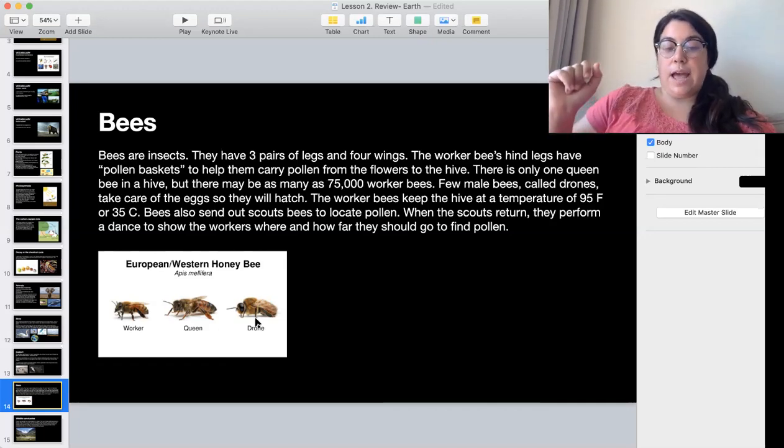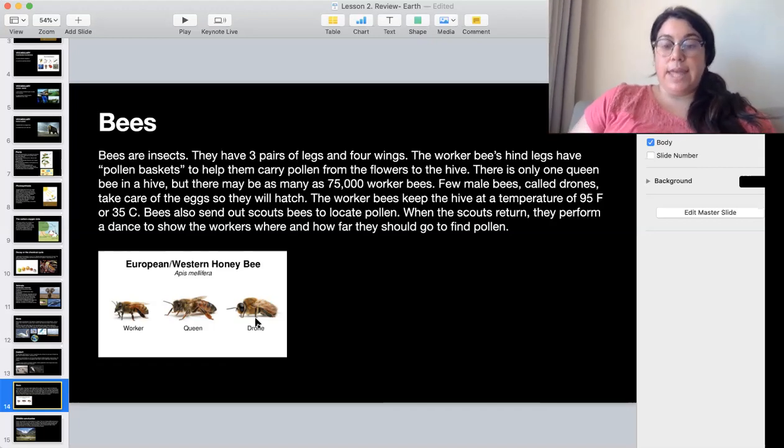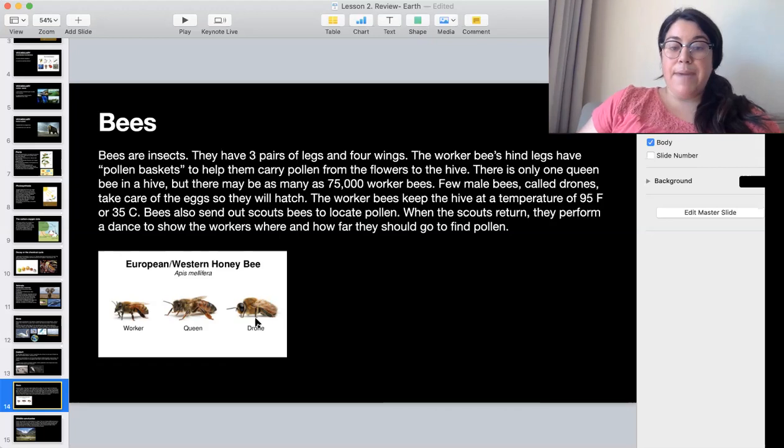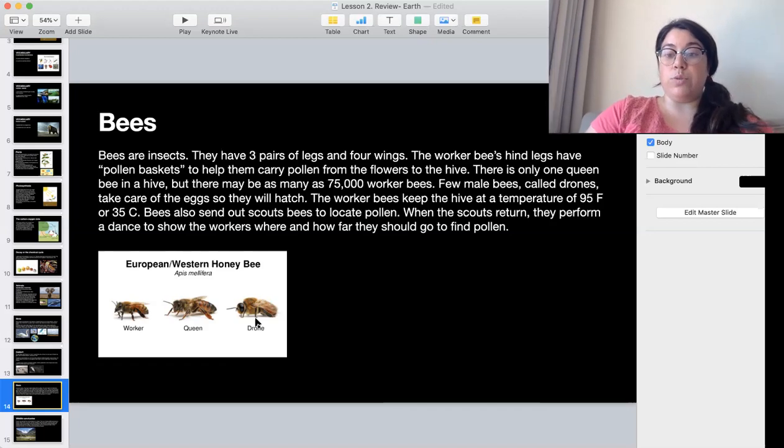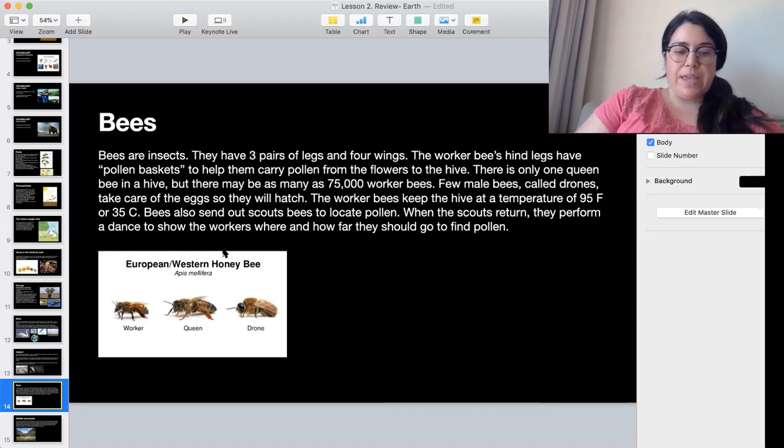Bees also send out scout bees to locate pollen. Scouts are a type of bee that are in charge of telling where the pollen is. And they make a special dance to show the workers where the pollen is and how far they should go to find it.